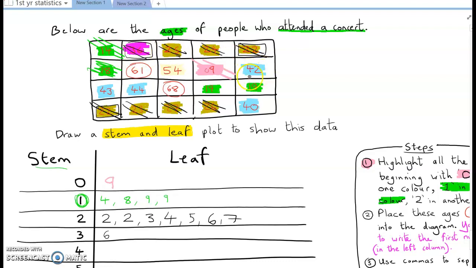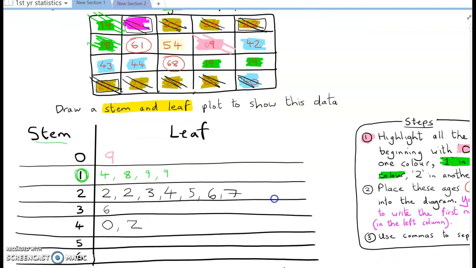What colour were the 40s? They're in blue. What comes first, 0 or 2? What's the youngest age? 40, isn't it? So I put in 4. I put in 0. He's gone. And then 2 for that guy. 42. Now I need to do the 5s.